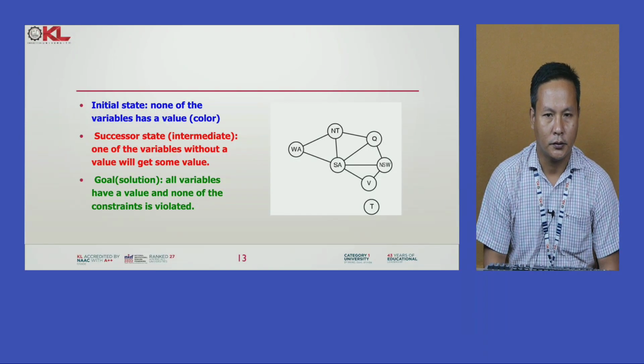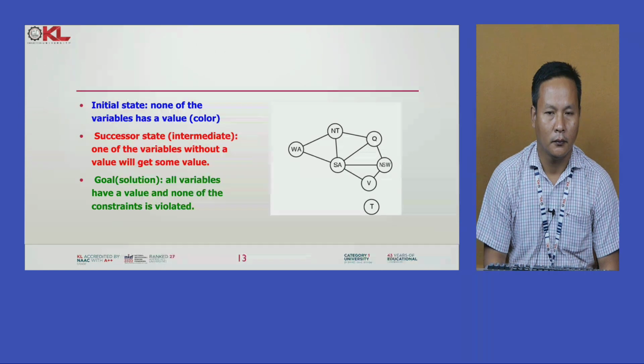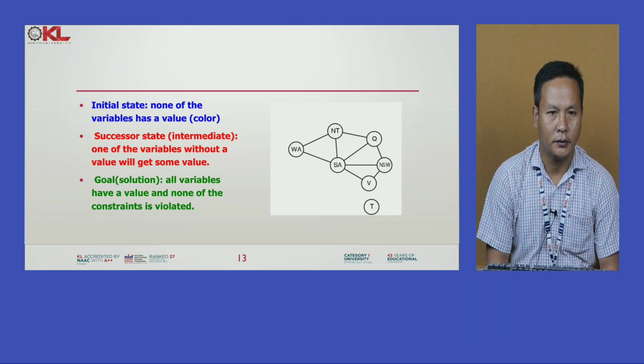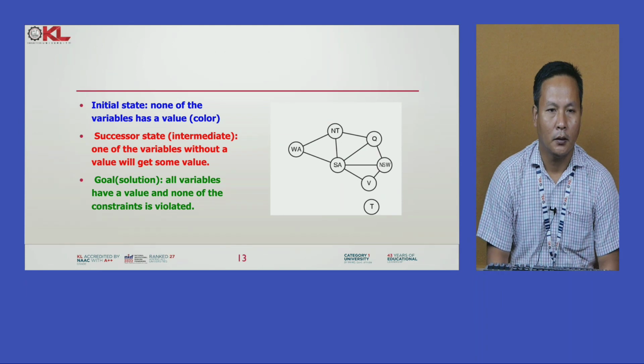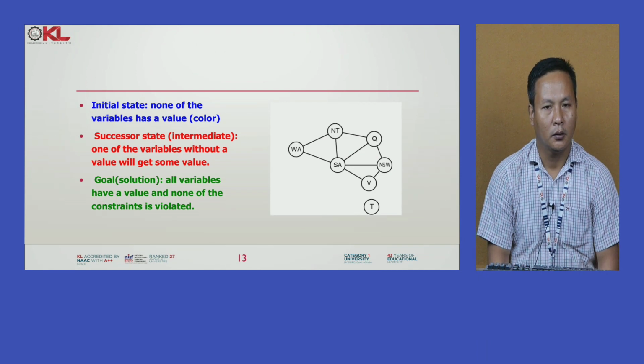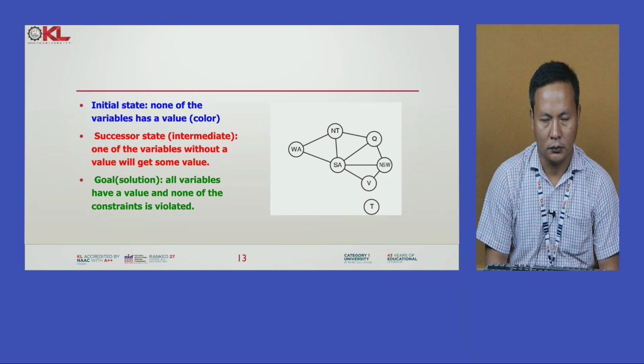Graphical representations of the graph coloring of the map of Australia. Initial state: the stage or process in which no value is assigned to the variables. All the variables are blank. This is the initial state, the initial condition.